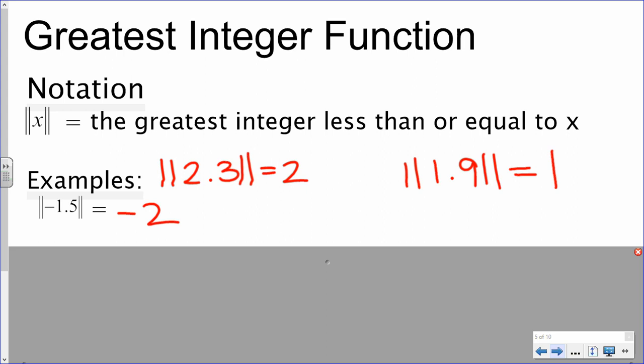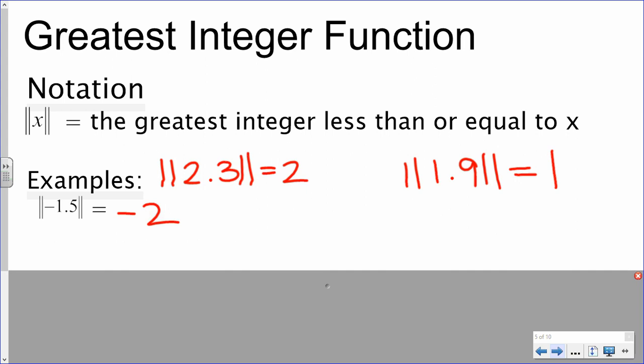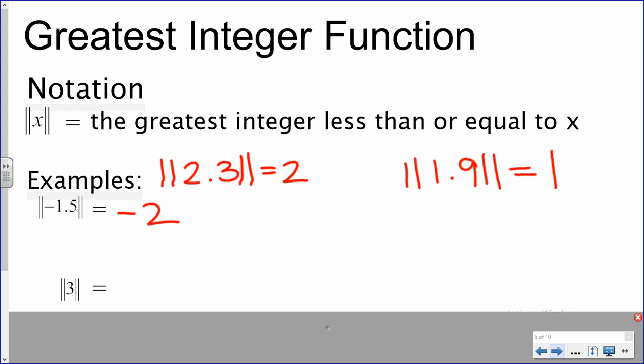When we get to the negatives, we kind of have to think about that number line. What about 3? 3. If it's an integer, it gets to stay as an integer. Did I make you panic with that one? All right, so what does the graph look like?